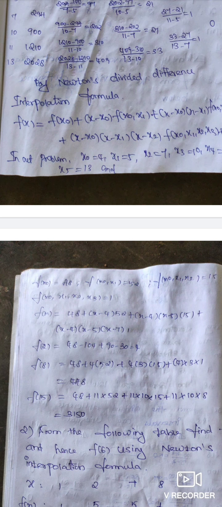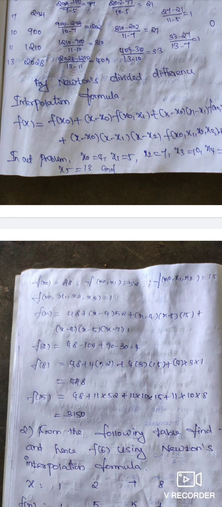So now we find the value of f of 2, f of 8, f of 15. So we substitute x is equal to 2. We get f of 2 is equal to 48 minus 104 plus 90 minus 30 is equal to 4. So the f of 2 value is 4.